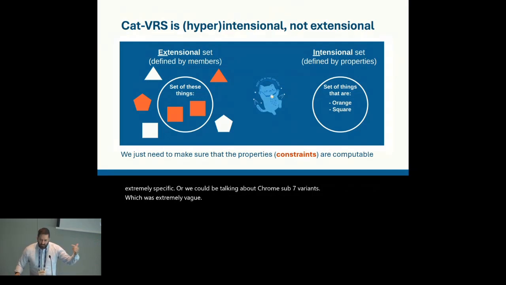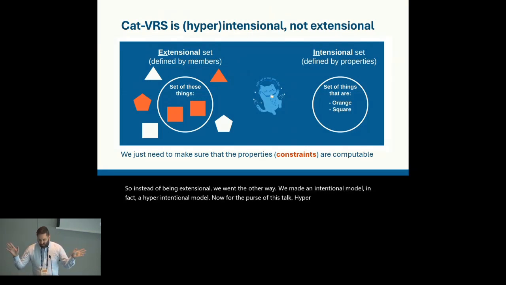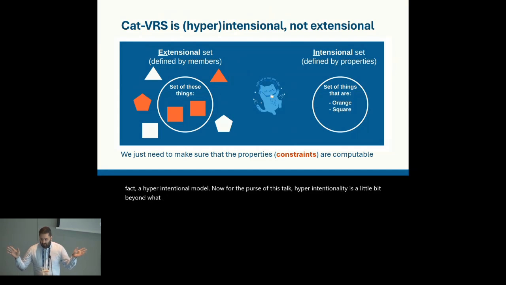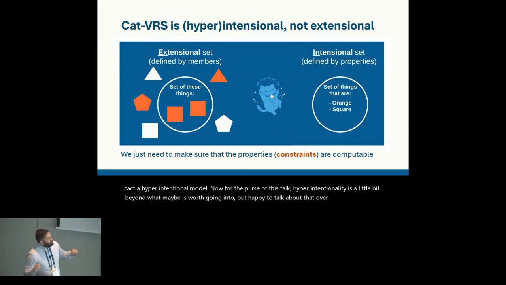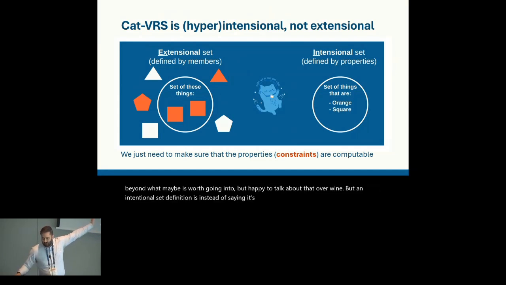So instead of being extensional, we went the other way. We made an intensional model, and in fact, a hyperintensional model. Now, for the purpose of this talk, hyperintensionality is a little bit beyond what maybe is worth going into, but happy to talk about that over wine. But an intensional set definition is, instead of saying it's the set of these members, we say it's the set of things with these properties that are common to all the members.